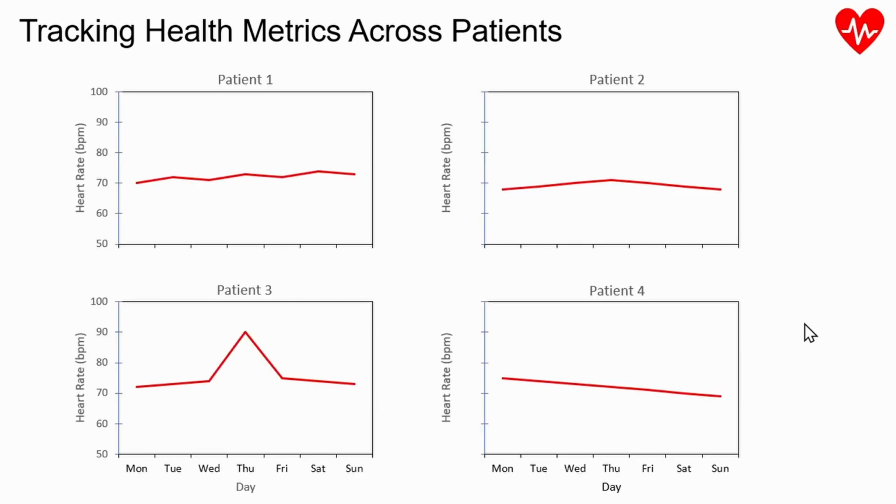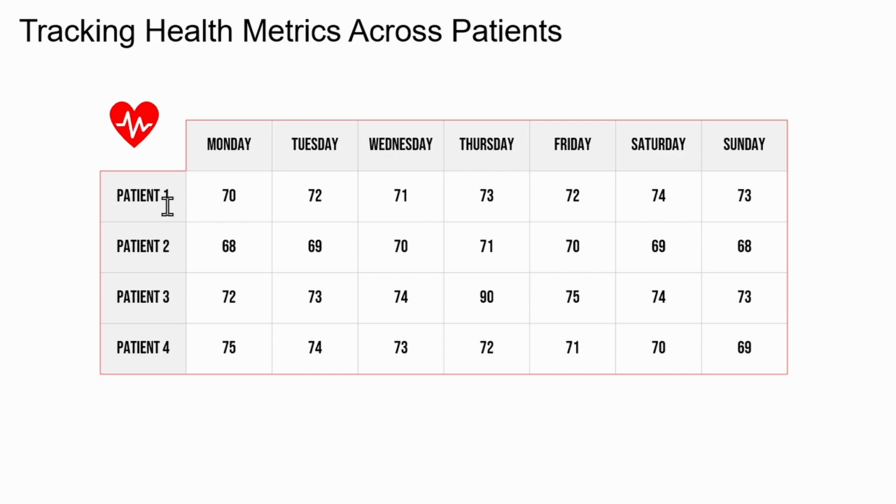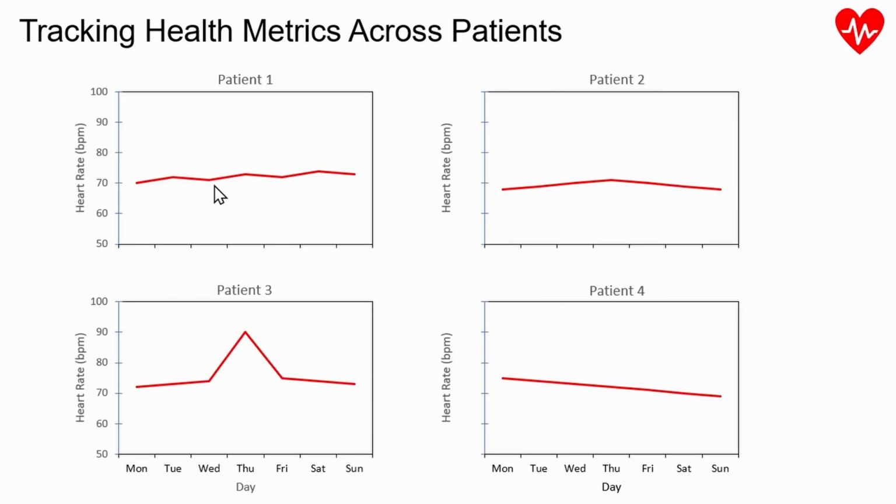This is how it could look if we take each patient's data and create a line chart for each of them. Now immediately patient 3 stands out for us, as there is some abnormality observed with this patient.